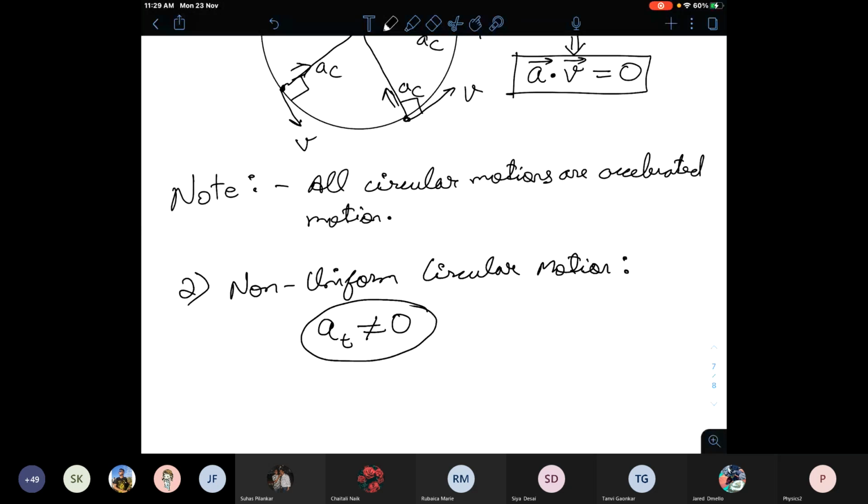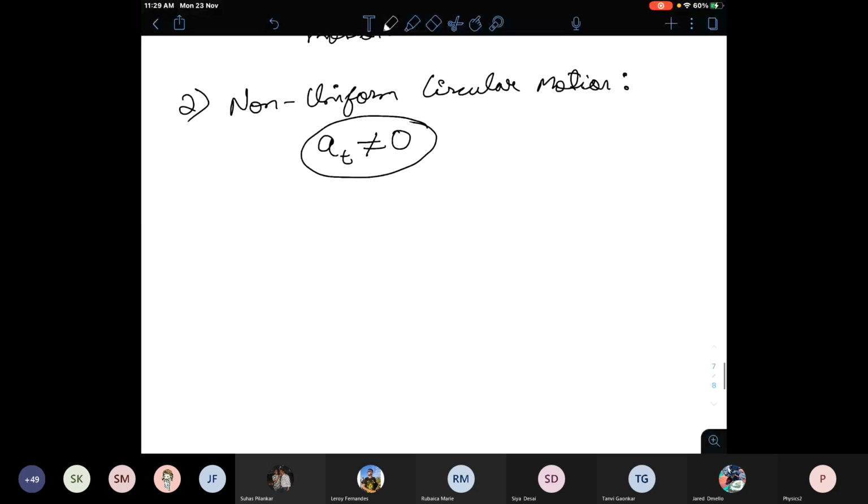So what was that? If your A tangential is 0, it is uniform circular motion. If your A tangential is not 0, it is non-uniform circular motion. Simple. Okay. Now there are two cases, which we have already discussed, that there might be two possibilities.